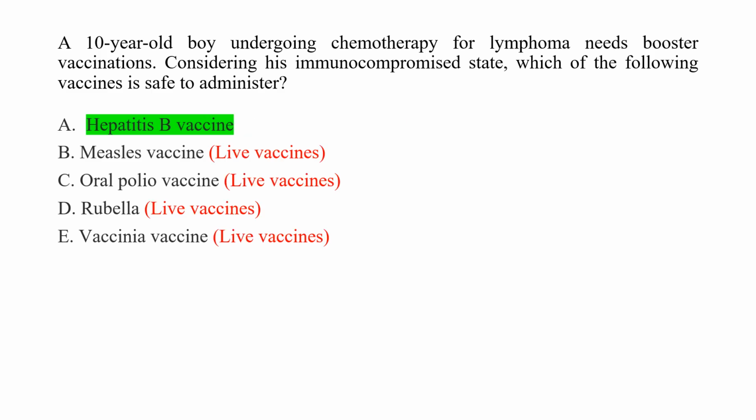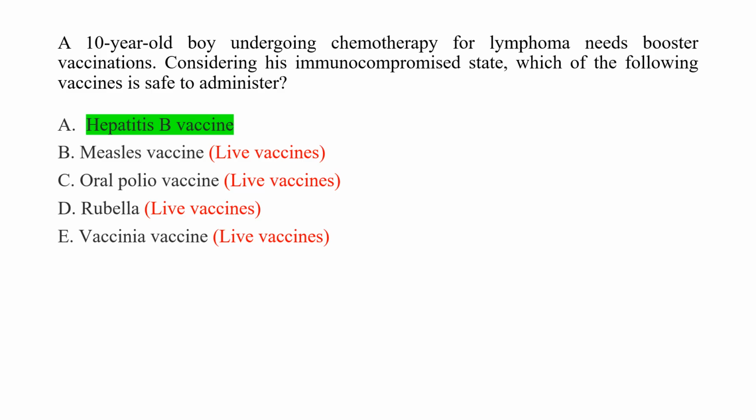Option B would be incorrect because the measles vaccine is a live vaccine, and in immunocompromised individuals, live vaccines can replicate uncontrollably and cause the disease which you're actually meant to prevent. And option C is incorrect because the oral polio vaccine is also a live vaccine. There is another alternative which would be considered in immunocompromised individuals, and that would be the inactivated polio vaccine. And options D and E are incorrect as well because they are live vaccines.